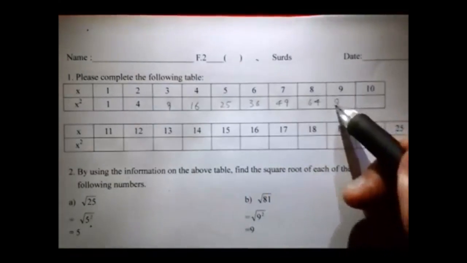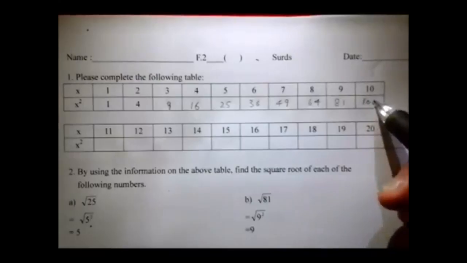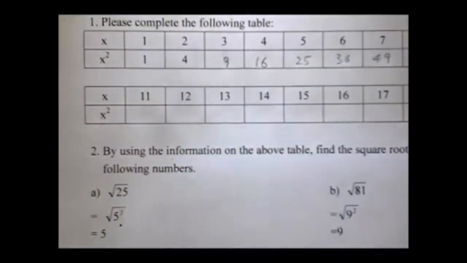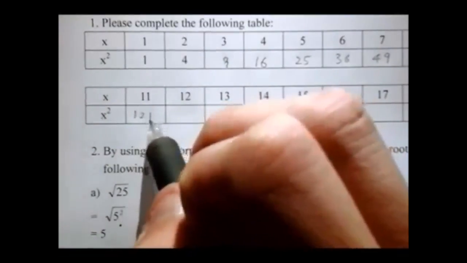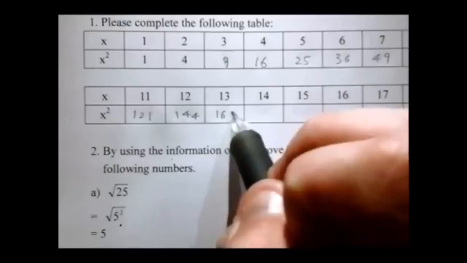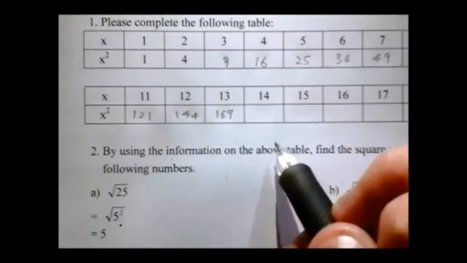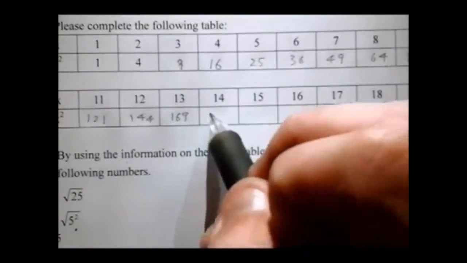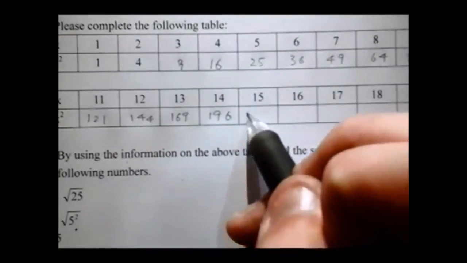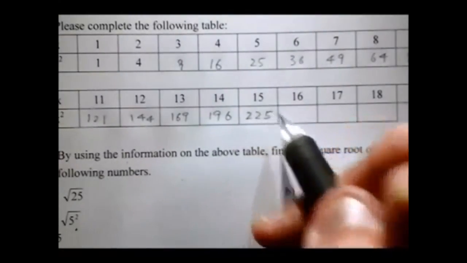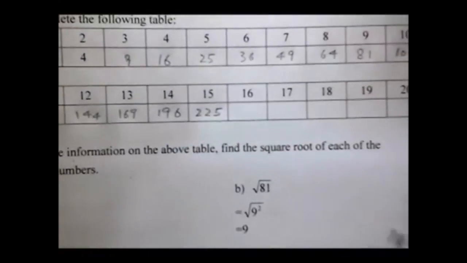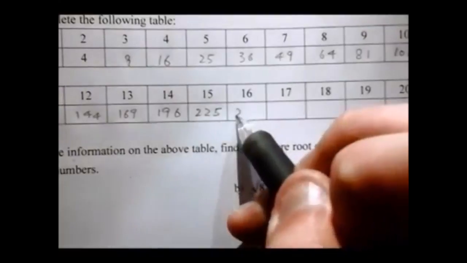You can use your mind calculation to help you to finish all the questions. And if you find the number is too big, you can just use your calculator to help you to calculate it. And also, if you find my talking speed is too fast, you can just pause this video and give yourself time to finish all the squares.